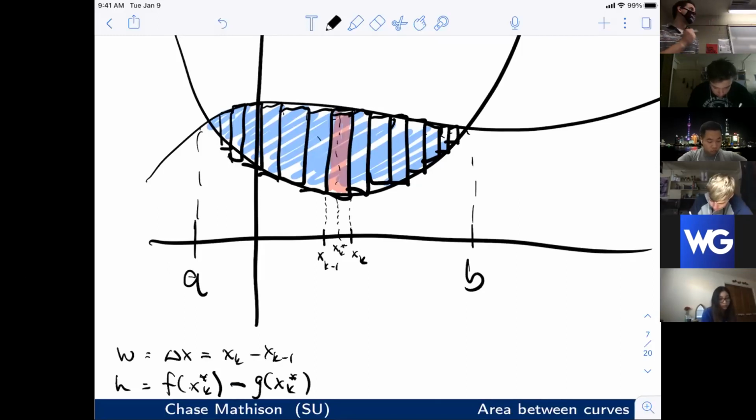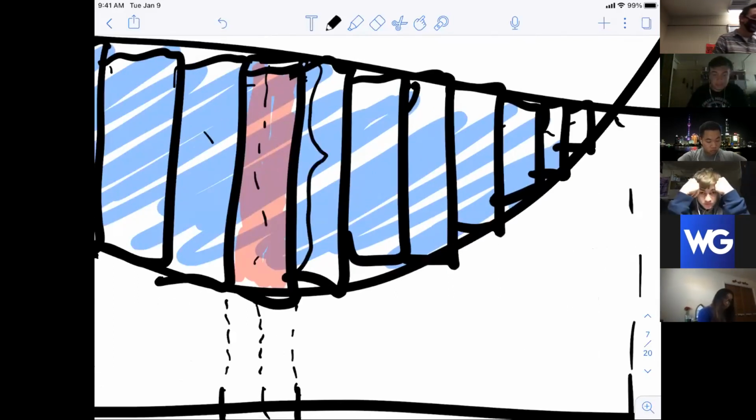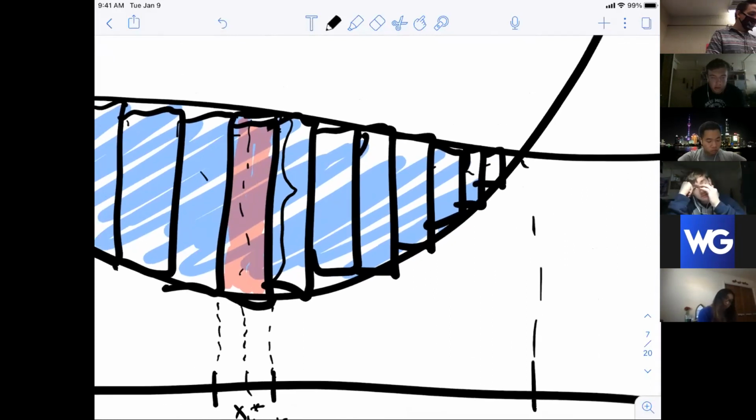Does everybody understand where that minus g of x_k star comes from? Because we want this height there. Well, that's just how high up does that top curve go minus how high up does the bottom curve go.